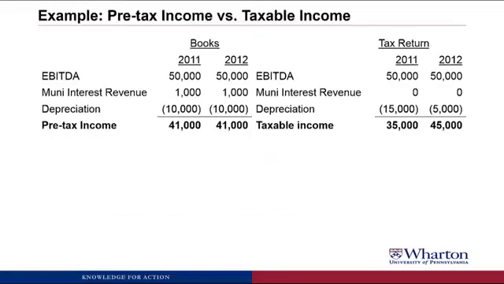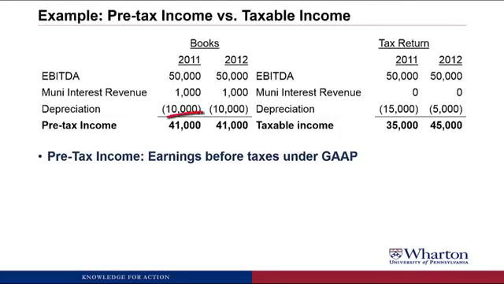Next, we're going to look at the differences between pre-tax income and taxable income. So we've got EBITDA, we've got our muni interest revenue, we've got our depreciation. That's all that we're going to have for this example. On our financial statements or books, we have pre-tax income. Those are the earnings before taxes under GAAP rules. And as you can see, it's $41,000 each year: $50,000 plus $1,000 minus $10,000.